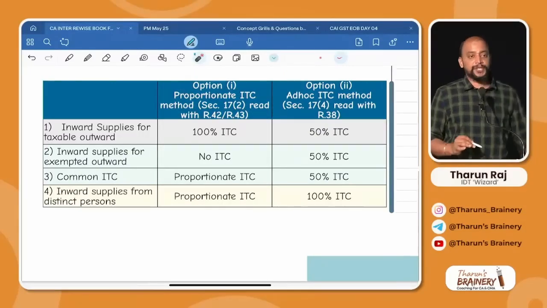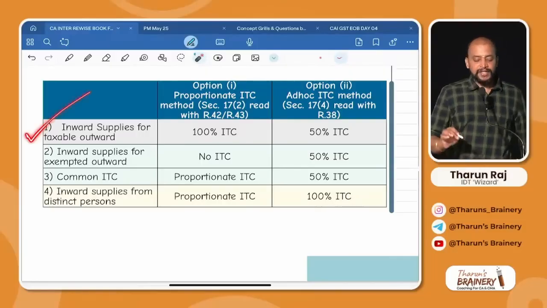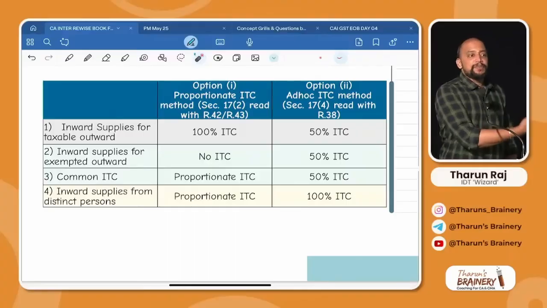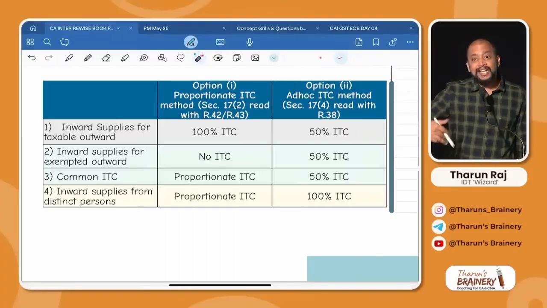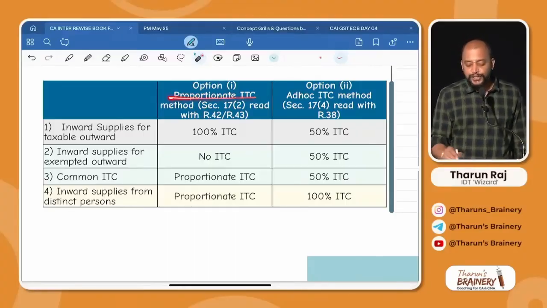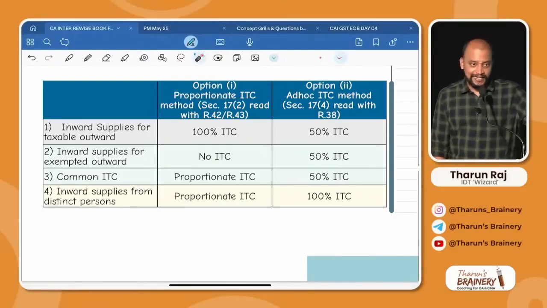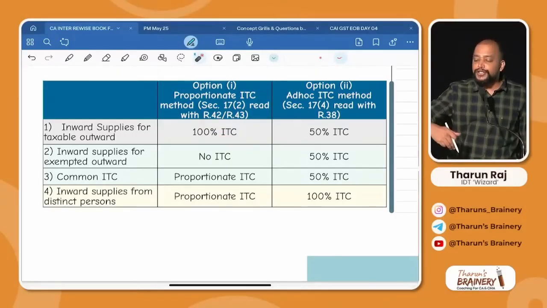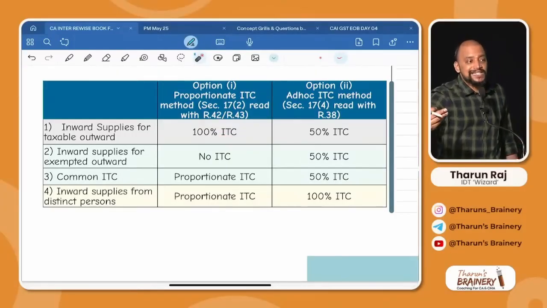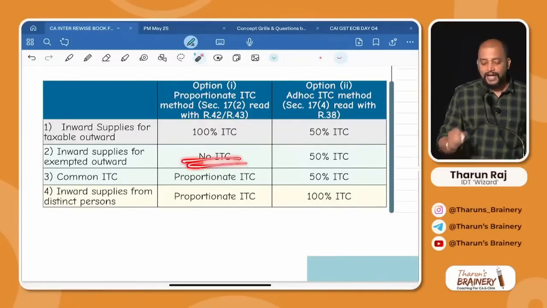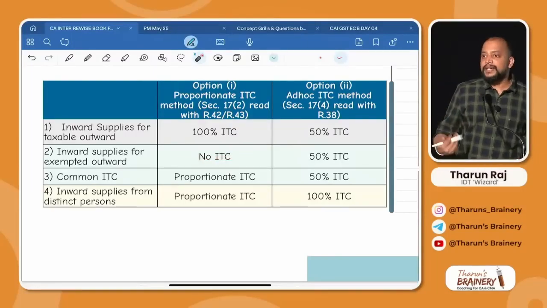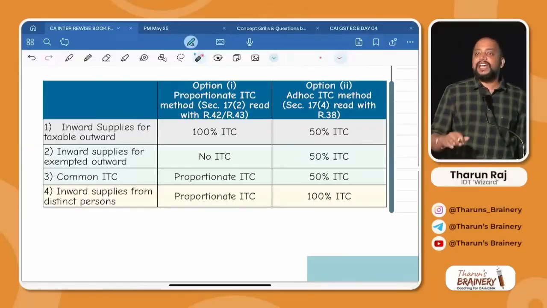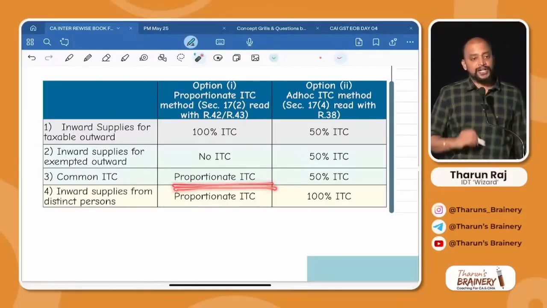In the proportionate ITC option, if you have some inward supply used for taxable outward supply, meaning a bank is purchasing something which is used for their taxable outward supply, can they take full ITC? Yes, they can take full ITC. If a bank has some inward supply used for providing exempted outward supply, can they take ITC? No, they cannot. When the bank has some inward supply partly used for taxable and partly for exempted, can they take full ITC? No, they can take proportionate ITC.